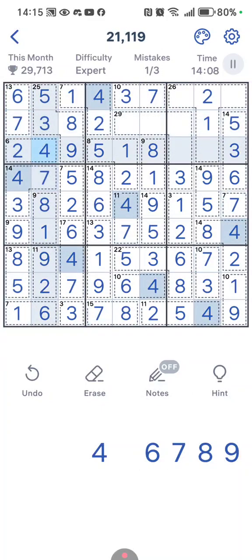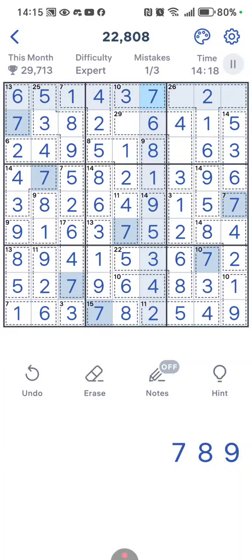Let's go back to 4. 4, 4, so that's a 4. Then let's go back to 6 on the scanning. So that's a 6. That's a 6. 7. 7s can only go there. 8. 8, 8, 8. 9.